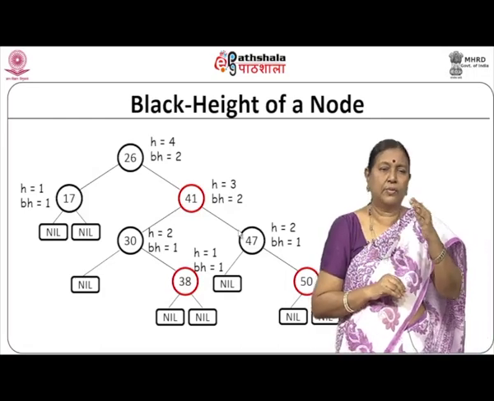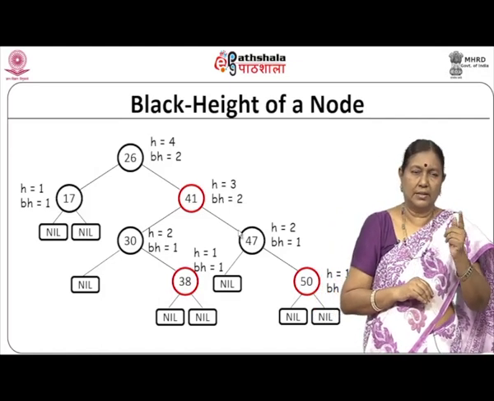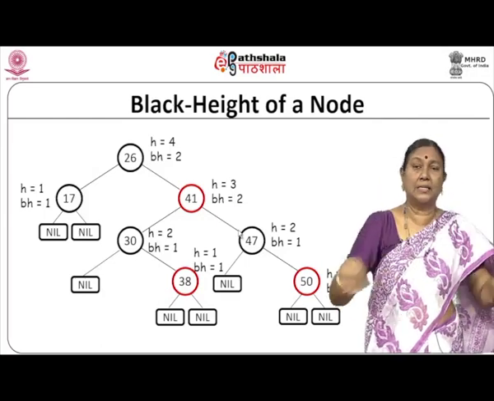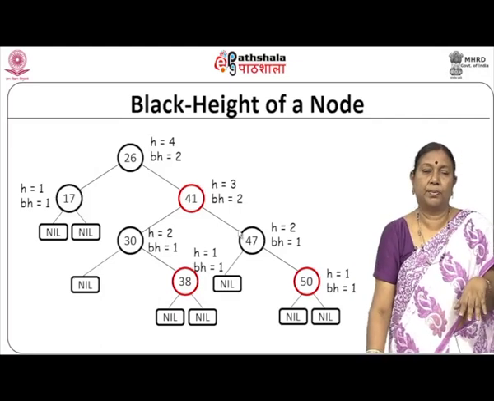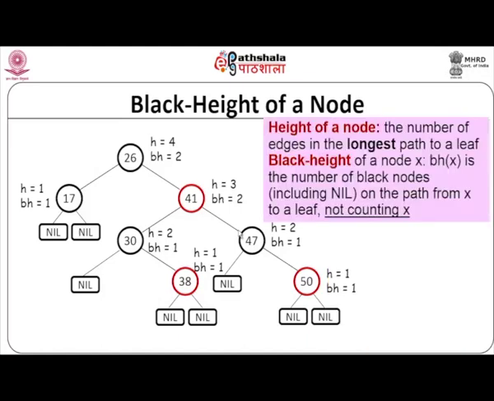Okay. So, if you take 26, you will see 17 and nil. So, 2, 17 and nil, and the black heights will be the same. On all paths it will be the same, only then for a node you can define the black height. This is what we defined as the black height of a node. So, height of a node is the number of edges in the longest path to the leaf. That is the normal definition of height. Black height of a node x, BH of x, is the number of black nodes, I am just repeating, including nil, on the path from x to the leaf, not counting x. So, that is what we discussed.